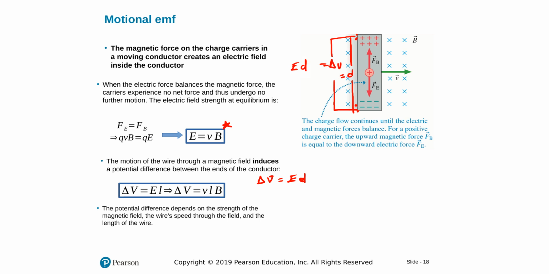And in the case of the wire, we take the distance as the length of the wire. That's why we have L here. But this equation is simply the same as that. So once I can calculate the electric field, I can calculate the potential difference. And if I like, I can enter this equation here to get the second equation. VLB is equal to the potential difference generated. And that's actually what is called motional EMF, so we're going to call it epsilon.